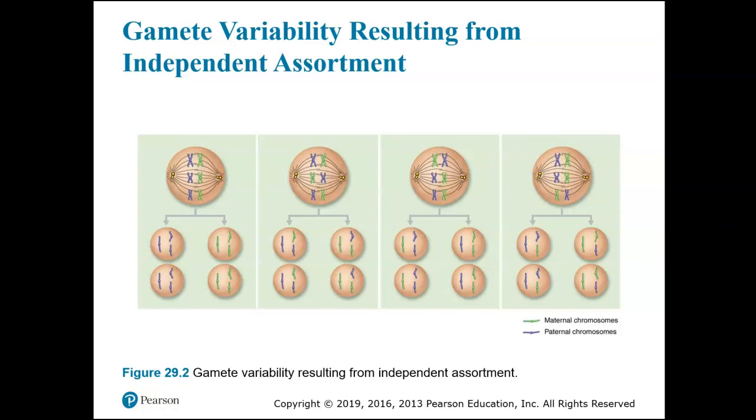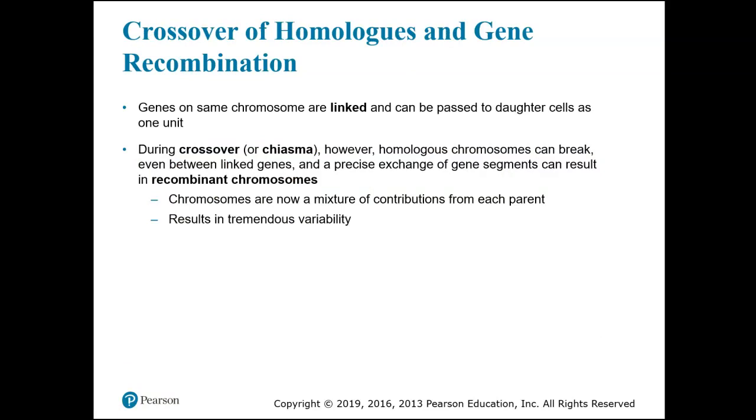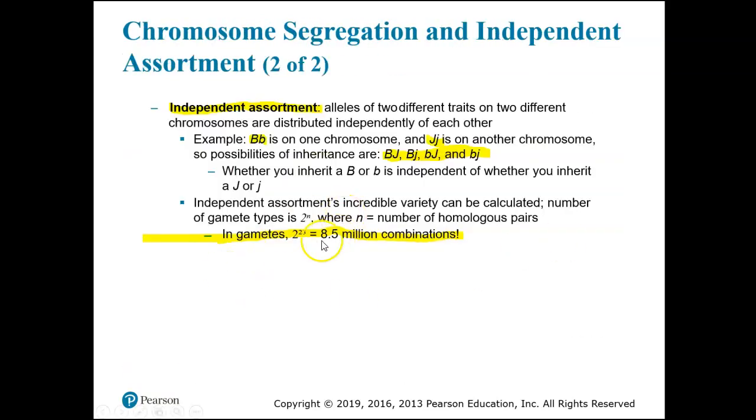So the genes that are located on these chromosomes, the different versions of those genes called alleles, there's going to be a lot more possible combinations, a lot more genetic variety, with this event called independent assortment. That's going to increase the genetic variety. In fact, if you go back, we calculated that there are 8.5 million combinations just due to independent assortment in the gametes.